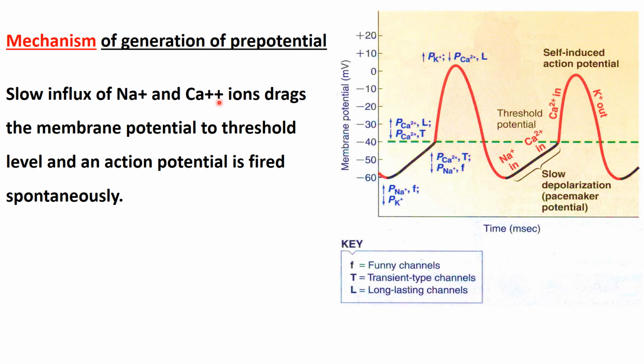And now we read it out on the slide. Slow influx of sodium and calcium ions drags the membrane potential to the threshold level, and an action potential is fired spontaneously. What is this? Remember, this is your exam question. Remember, this is your viva question, your tutorial question. Remember that this is the mechanism of generation of pre-potential in the pacemaker tissue of the heart, and the pacemaker tissue is the SA node and AV node.